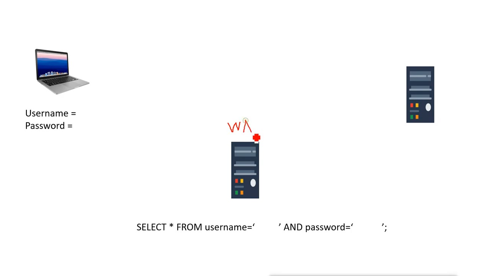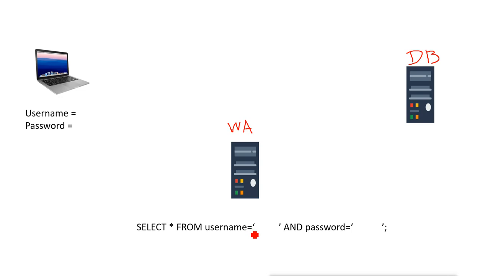and this is our database server. Now when the user logs in, the user gives a username and password. Remember, when the web application developer develops the application, they design the query and add it into the application. In that query, it says select star from the username table.